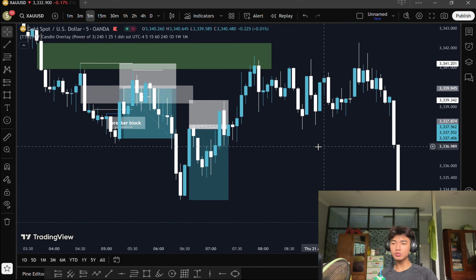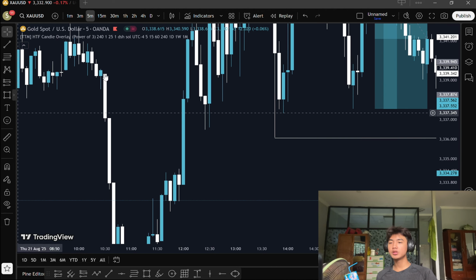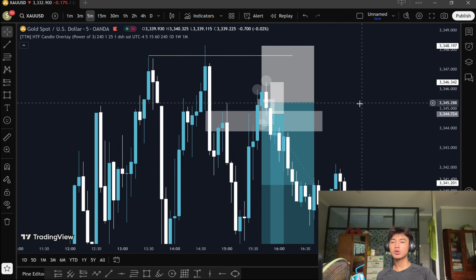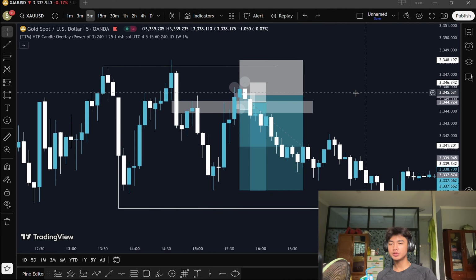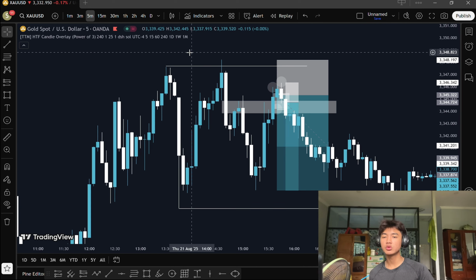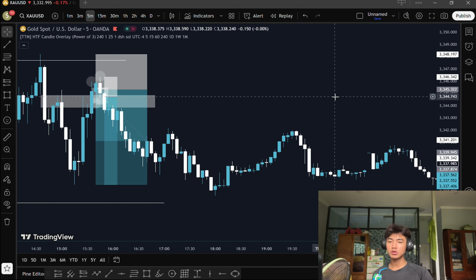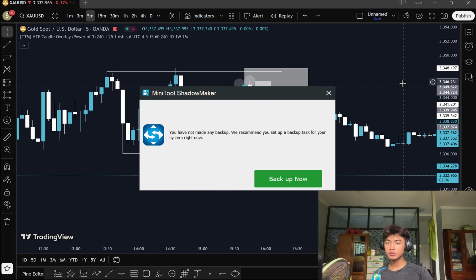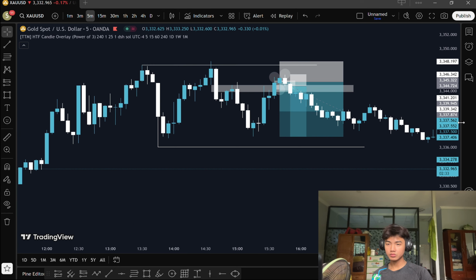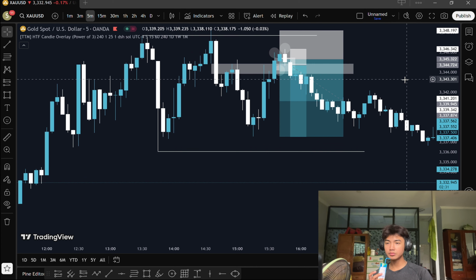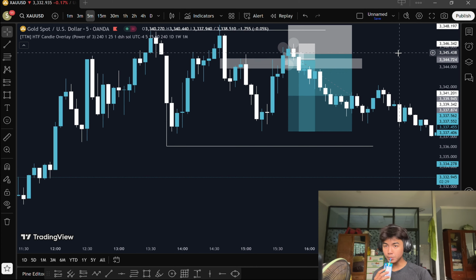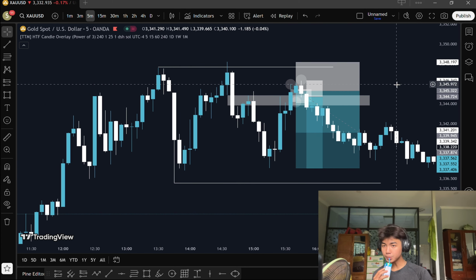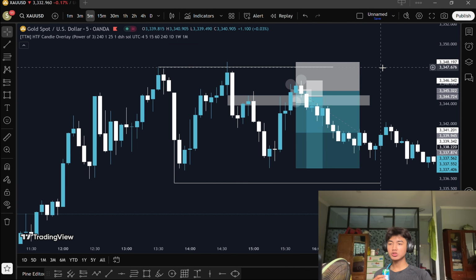Okay, so basically I look at the 5-minute time frame. I see it's doing consolidations. You can see here. The first trade I took, I confirmed with the 5-minute time frame.